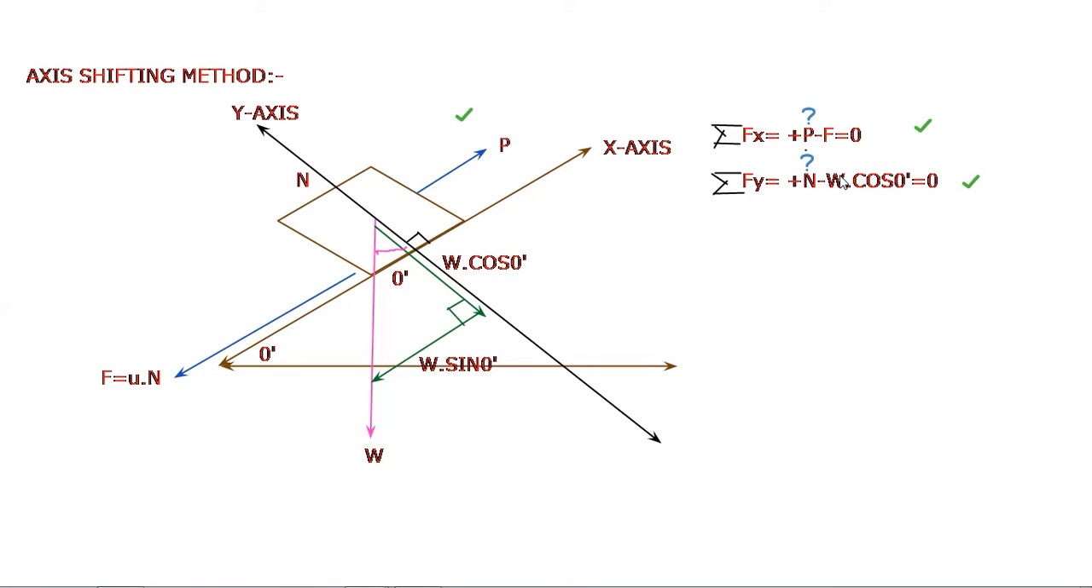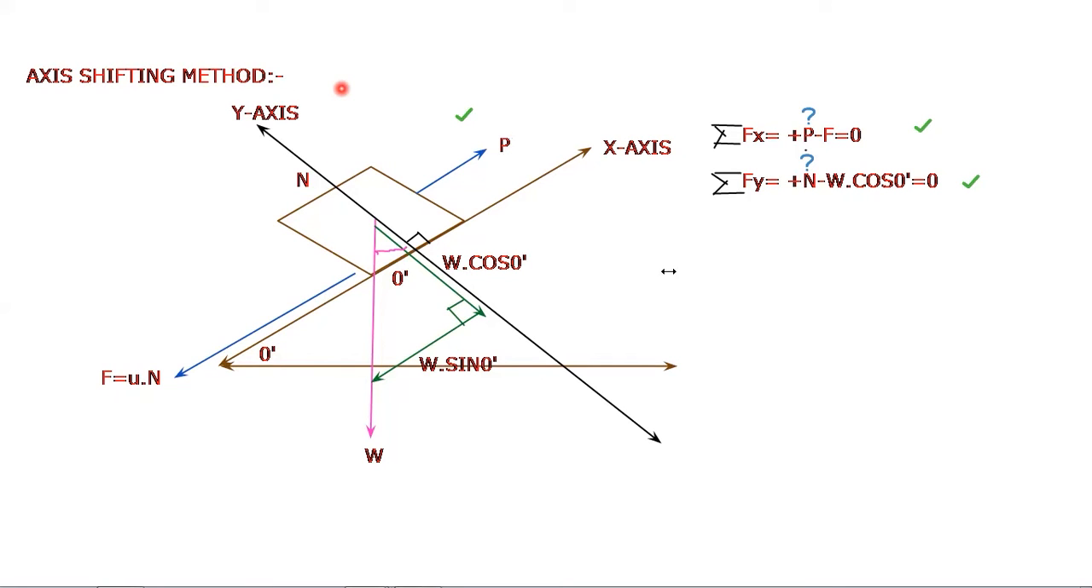Now here W is also unknown. If W is given, then you can find the value of N, and after finding the value of N, you put the value of N in the equation F is equal to mu N. So for this reason, you require three values: the value of mu, that is the coefficient of friction, the value of W, which is nothing but the weight of the object, and also the angle of inclination.